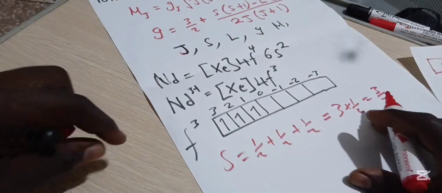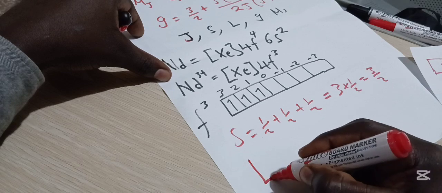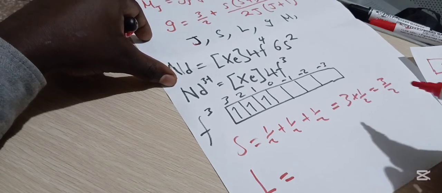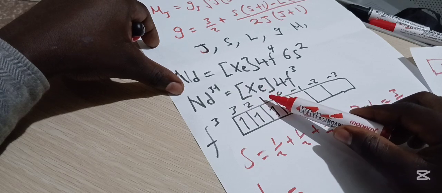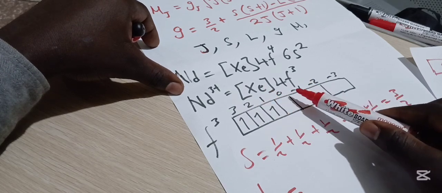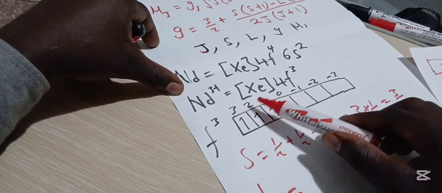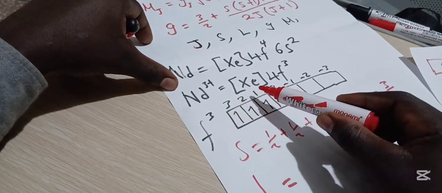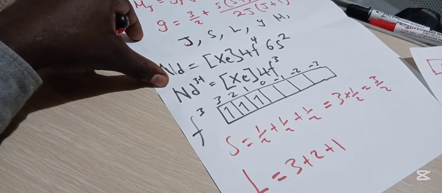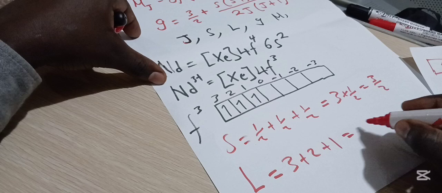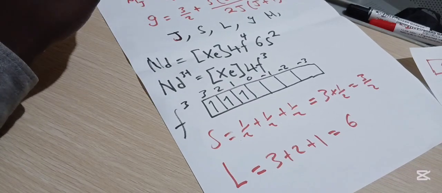So now that we have the value for S, let's calculate the value of L. L is the sum of the orbital values, up to the orbital where we have our last electron. Our last electron is at 1. So we are going to add everything up to 1: 3 plus 2 plus 1, which gives us 6. So we have our L value to be 6.